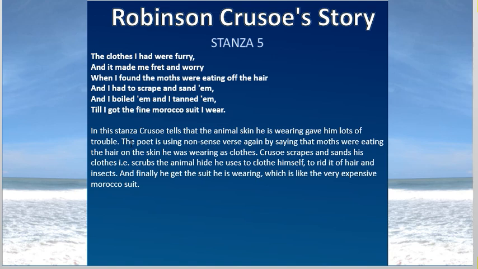In this stanza, Crusoe tells that the animal skin he is wearing gave him lots of trouble. The poet is using nonsense words again by saying that moths were eating the hair on the skin he was wearing as clothes. So Crusoe scrapes and sands his clothes, that is, he scrubs the animal hide he uses to clothe himself to be rid of hair and insects. And finally he gets the polished smooth suit he is wearing, which is like the very expensive Morocco suit, like an expensive leather suit.